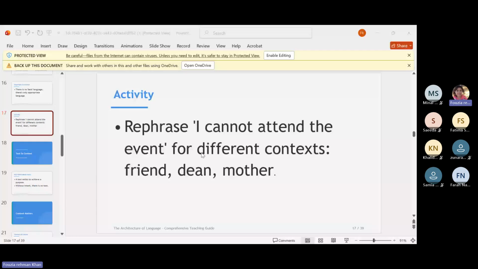Okay. Absolutely. May is an auxiliary verb, so it shows possibility. You are not attending means you are not going to attend, which means it's confirmed. So may shows the possibility, and we cannot use may over here for the dean. Instead of may, we can use I will not be able to.